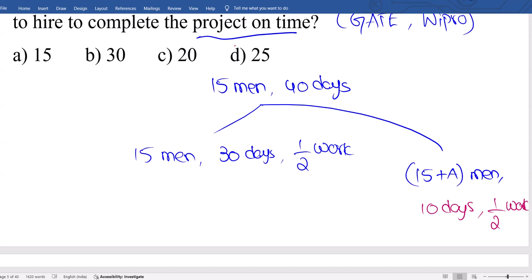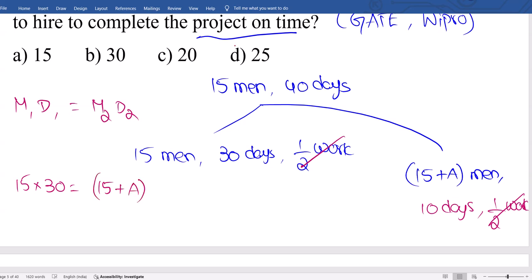See, you can use the chain rule concept actually. Here half work, here half work. Both works are the same. First part half work, next part also half work. Works are equal. Then you can use M1 D1 equal to M2 D2. How many members, how many days? First, how many members? 15 members. How many days? 30 days. Now 15 plus A. How many days are left over? 10 days. 45. How many additional are required? 30. Additionally, I want 30 people.